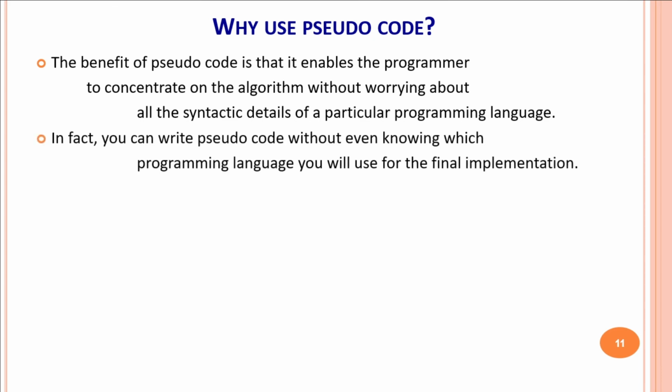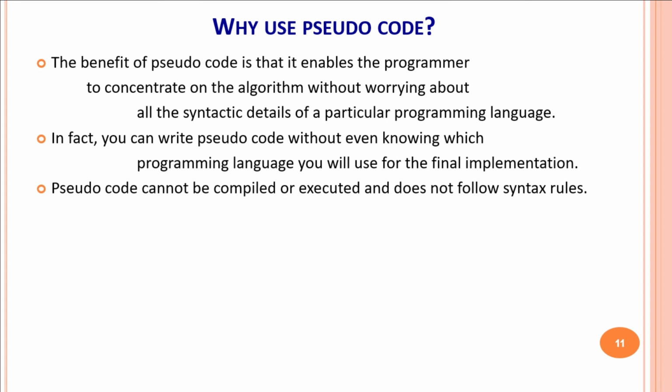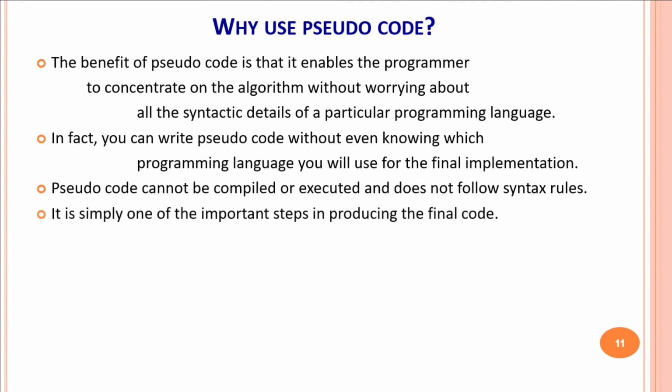particular programming language. In fact, you can write pseudocode without even knowing which programming language you are going to use for the final implementation. Not necessarily C, it could be C++ also, it could be Java also, it could be Python also, it could be JavaScript also. Pseudocode cannot be compiled, because it is language independent, it is English like. It cannot be compiled and executed and does not follow any syntactical rules. You can write the pseudocode as you want, whatever is easily understandable by you and readable by others. It is simply one of the most important steps in producing the final code.